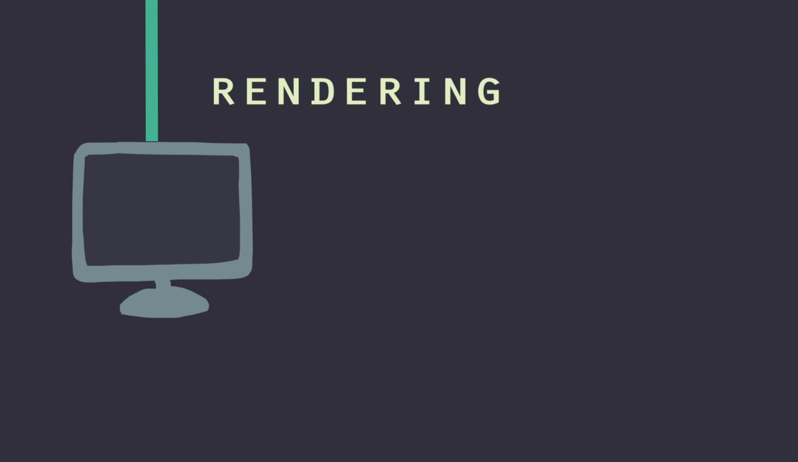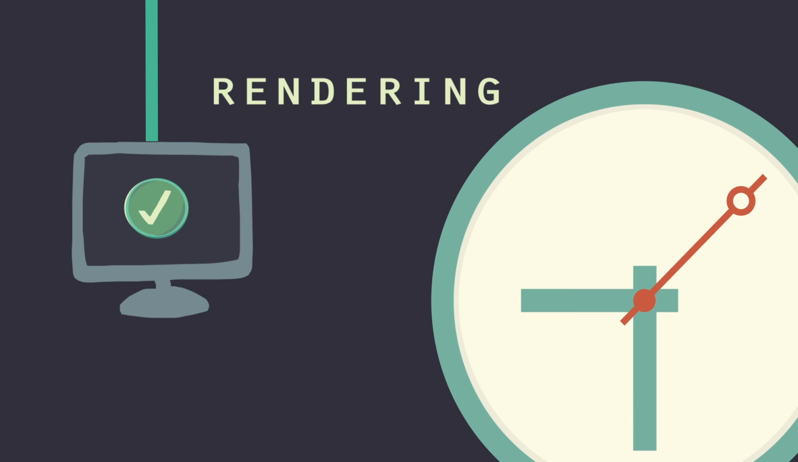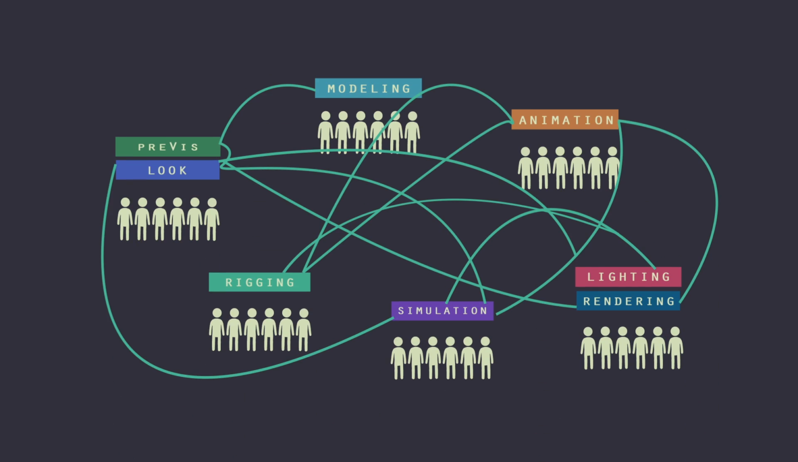The last stop is rendering. Rendering is the process of generating an image to produce a sequence ready for final assembly. Complex scenes could take as much as 24 hours for a single frame. That's a whole lot of waiting. The process of animation takes a lot.